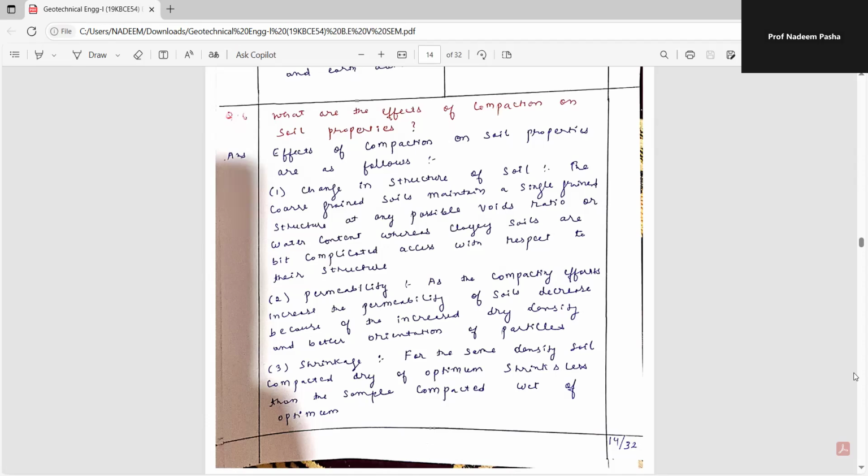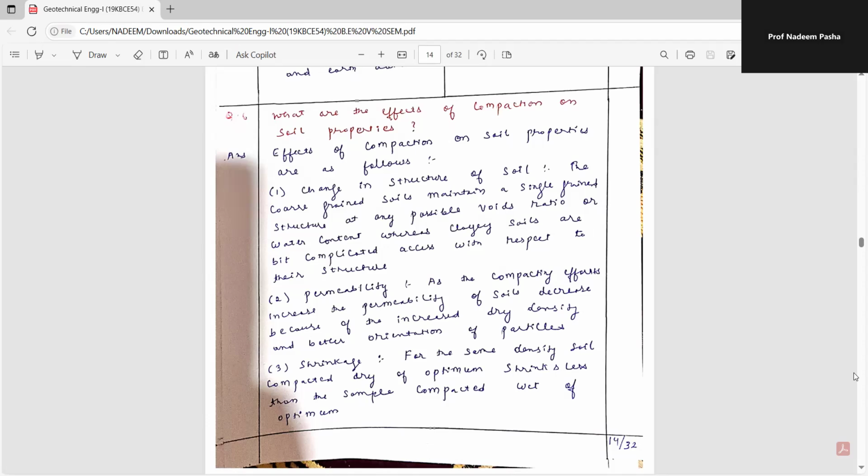Permeability: as the compaction effort increases, the permeability of soil decreases, because of the increased dry density and better orientation of particles.